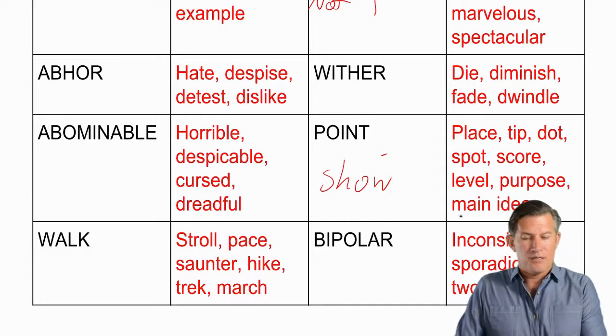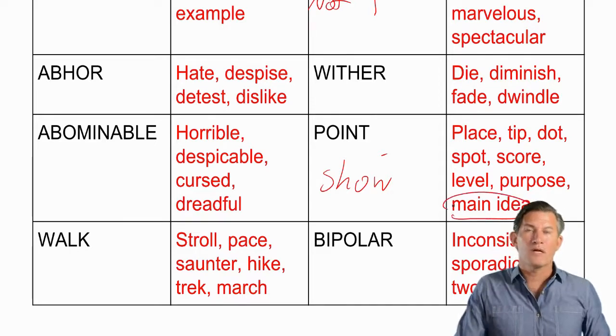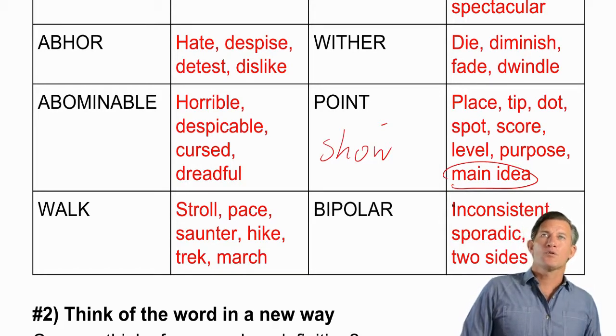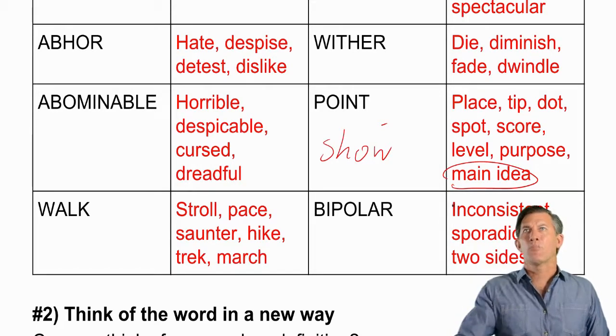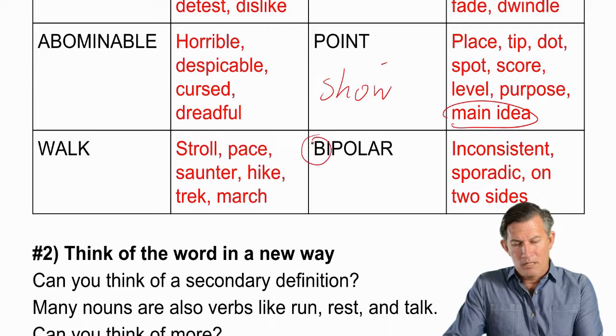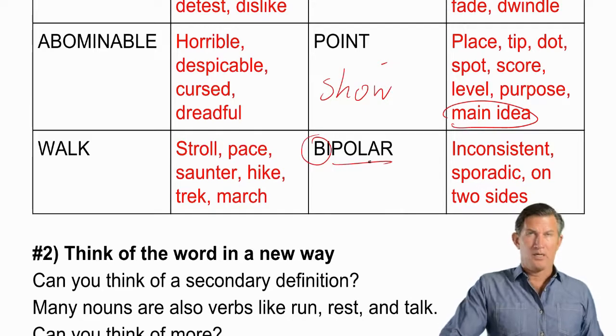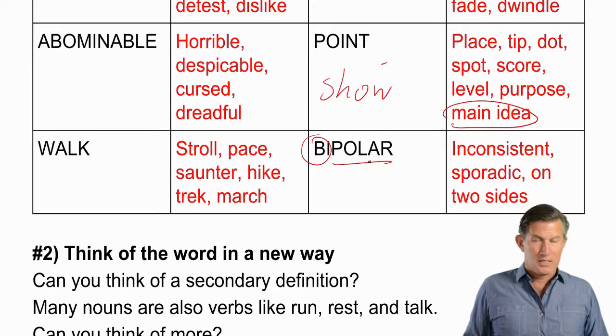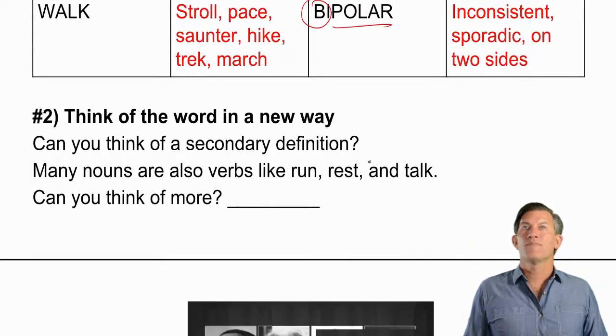Okay. And in the reading section, the main point of the author is the main idea, and that's going to answer a lot of questions for you. Walk, stroll, saunter means to walk slowly. To trek means a long distance. To march. And then bi. Bipolar. Okay? Bi means two. This means on extremes. Inconsistent, sporadic, or two sides is bipolar. Can you think of the definition in a new way? All right.